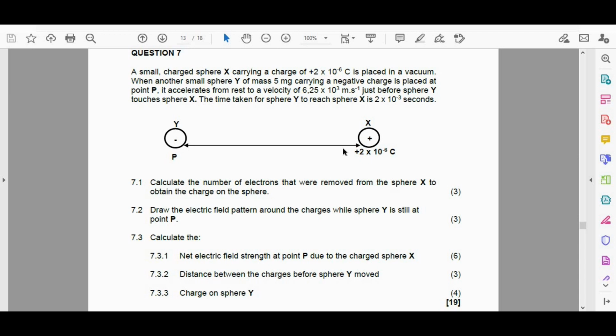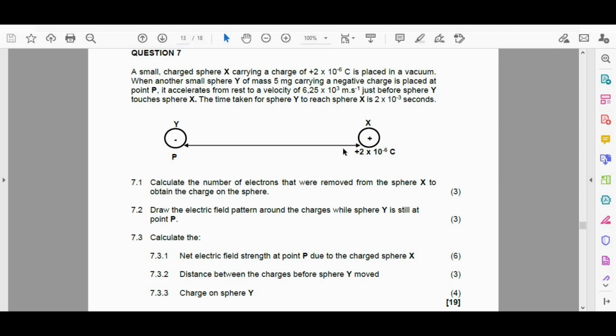First question is calculate the number of electrons that were removed from sphere X to obtain the charge on the sphere. I do believe they say that they touch each other. Then draw an electric field pattern around the charges while sphere Y is still at point P. Then 7.3.1, calculate the net electric field strength at point P due to the charged sphere X. The distance between the charges before sphere Y moved. And also, let's have a look at the charge on sphere Y. They want you to calculate that.